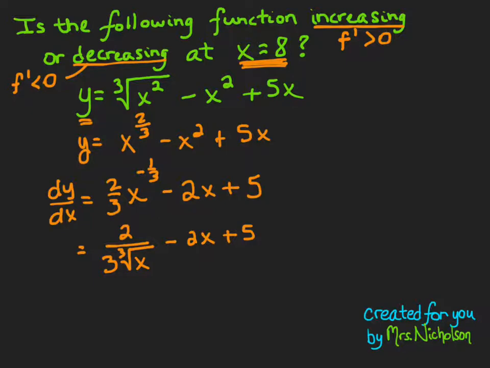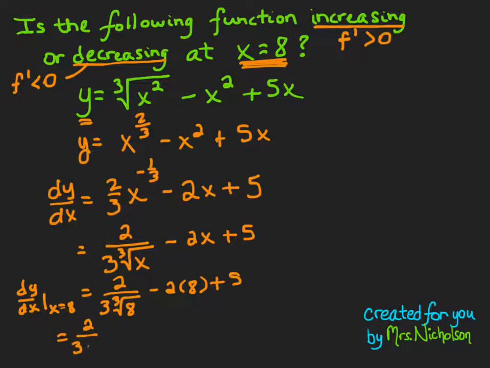Now if I want to know the derivative at 8, the way that we denote that with this notation is with a little bar like this, derivative at x equals 8, and then I'm just going to plug in 8 for all my x's. So I've got 2 over 3 times the cube root of 8, minus 2 times 8, plus 5. So that equals 2 over 3 times 2, the cube root of 8 is 2, minus 16 plus 5.